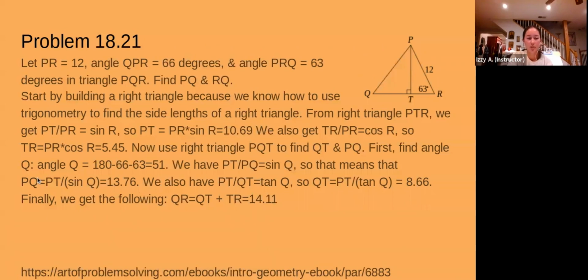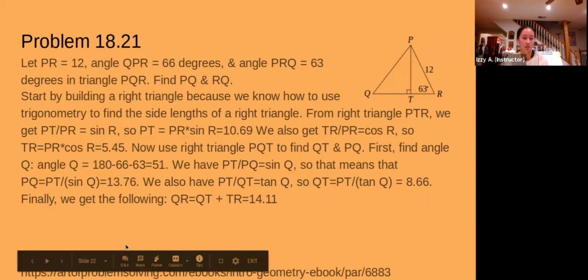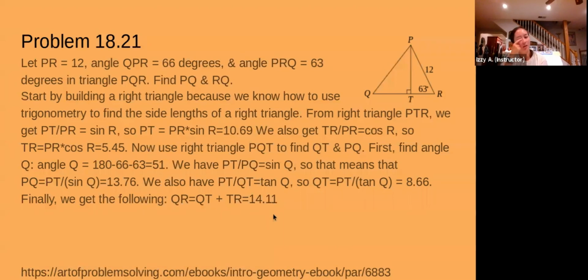Again, all of these deal with just plugging in the values that we already know, and then isolating the one value that we want to get. We also have PT over QT equal tan Q. So QT is going to be equal to PT over tan Q, which is 8.66. And finally, we're going to get the following, where QR is going to be equal to QT plus TR, which is 14.1111, or 14.11. So that will be our final answer.